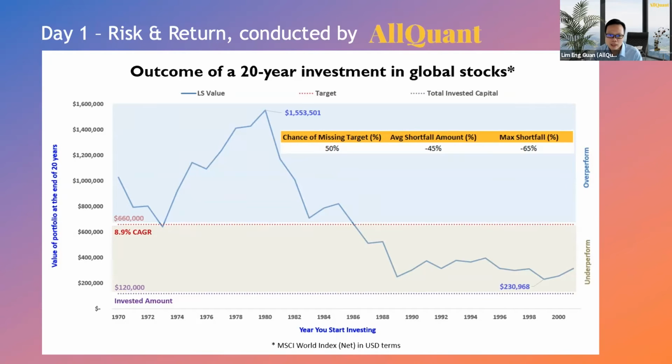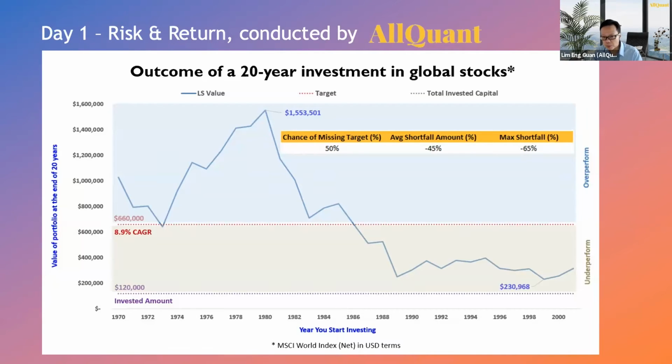The blue line here represents what you're going to have after 20 years. For example, if you invested in the year 1970, you'd have about $1 million, or slightly above $1 million, after 20 years. But if you invested in the year 1999, then 20 years later you'd end up with only $231,000. As you can see, the range of possible outcomes is huge. You can end up with anywhere from as low as $230,000 all the way to about $1.5 million, depending on which year you start.